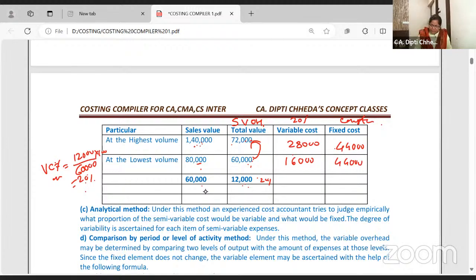Ma'am, next month if I decide to make my sales 2 lakh, can you help me calculate the semi-variable overhead? Yes, the fixed cost will be constant, and the variable cost will be 20% of 2 lakh sales, that's 80,000. Sales 20% is the variable cost, 80,000, and the 44,000 fixed part is fixed. Total is 1,24,000.